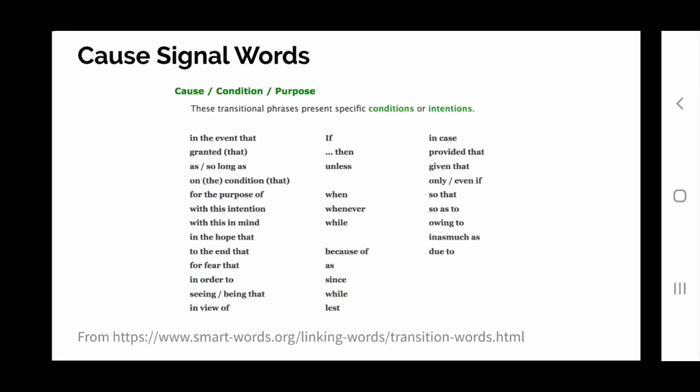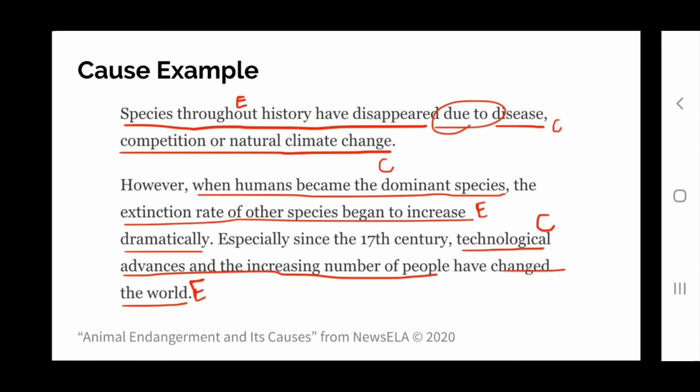Here are our cause signal words. So words that show that a text is discussing the cause of something. You can pause here if you need to. Here's an example. So, as always, in every single one of these videos and whenever you are reading, you should have a purpose. So here, what we're going to do is figure out what signal words are being used that signify that the cause and effect text structure is being used. Now, obviously, I've already marked this up.